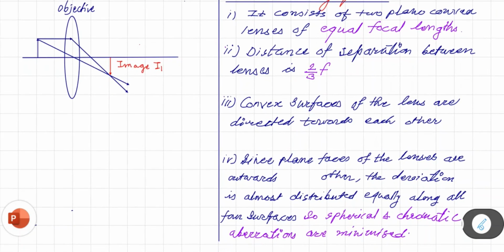So see friends, we know that whenever we consider any lens, if the object is placed at the focal point, that is, the distance from the optical center to the position of the object is equal to the focal length, then the rays after refraction go parallel to the optical axis. So remember that in order for the rays to be parallel after refraction, the object must be at the focal point. This is one thing.